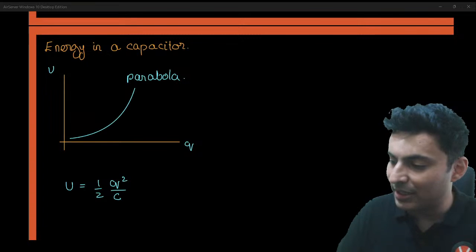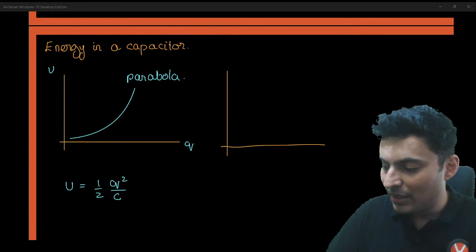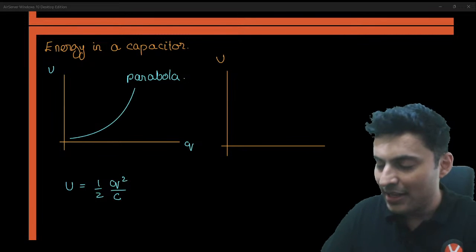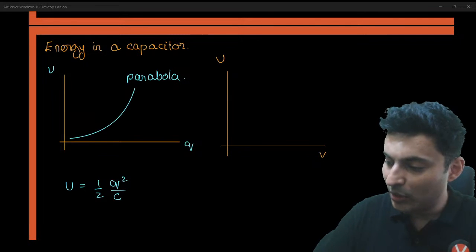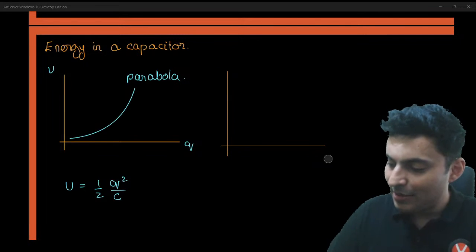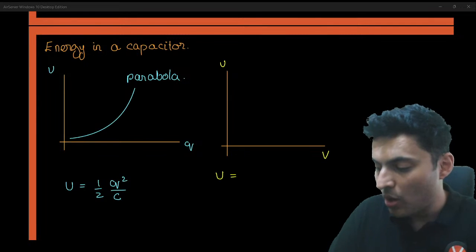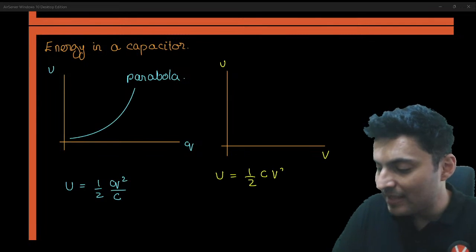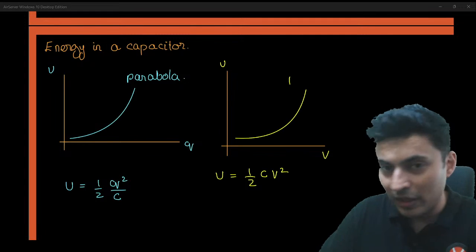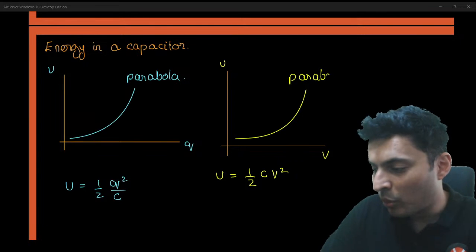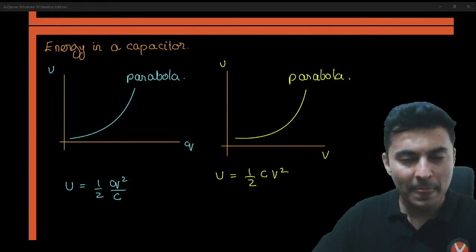Yes, derivations also I'll be giving to you. Don't worry about it. But if you draw a similar graph for potential energy versus voltage, U is equal to half C V square. It is again proportional to V square. So this graph will also be a parabola. Keep this in mind.